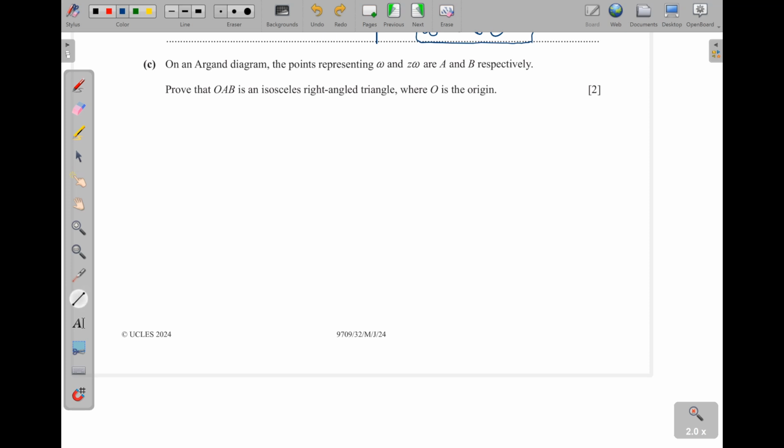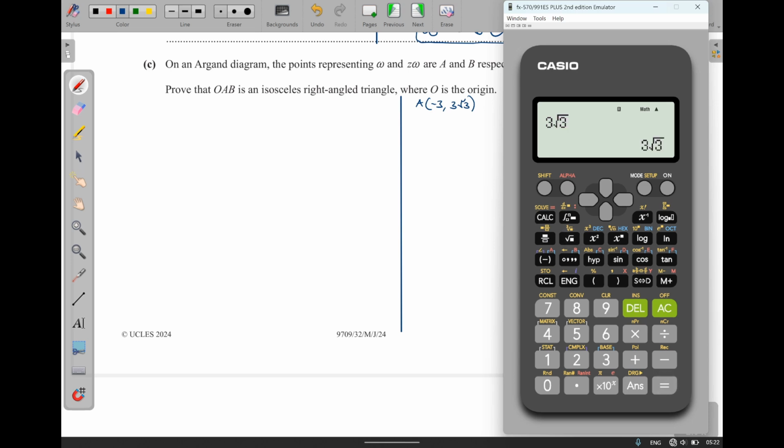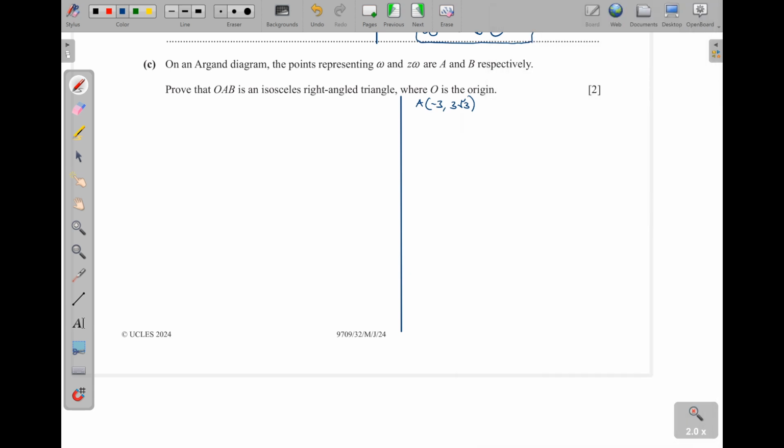Now let us do something small here. We have A here representing omega, and omega was given as -3 plus 3 root 3 i. So I will put 3 root 3. Now what is this 3 root 3? 3 root of 3 is 5.196. I'll need it somewhere.